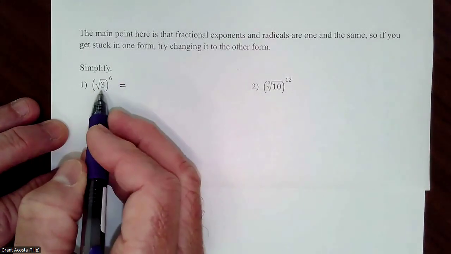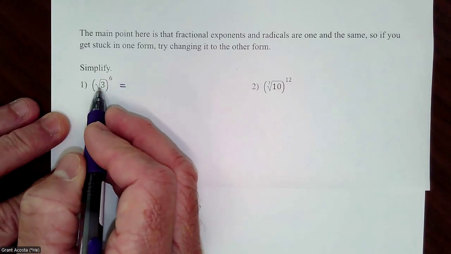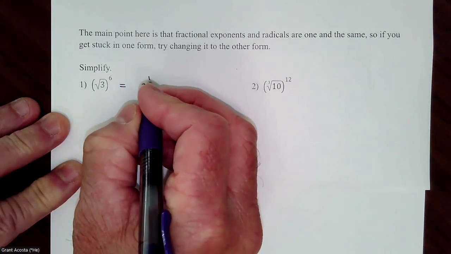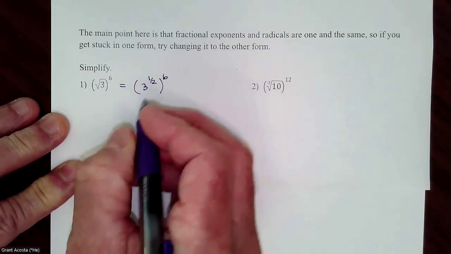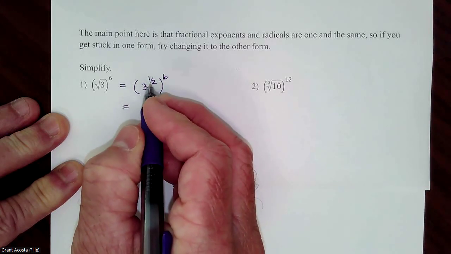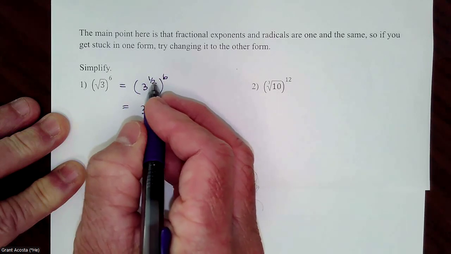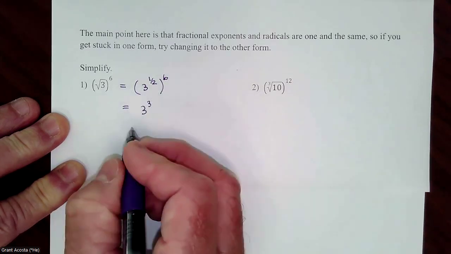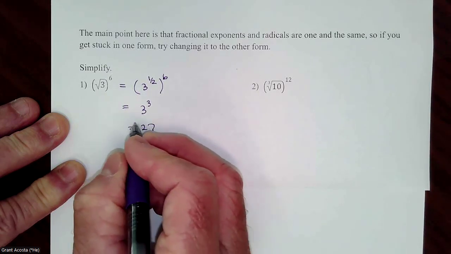For example, if I want to know what the square root of 3 to the 6 is, I know that the square root of 3 could be written as 3 to the 1/2. And then I'm raising that to the 6th. And I also know when I have a power to a power, I'm going to multiply these together. And 1/2 times 6 is 3. And 3 to the 3rd is 27.